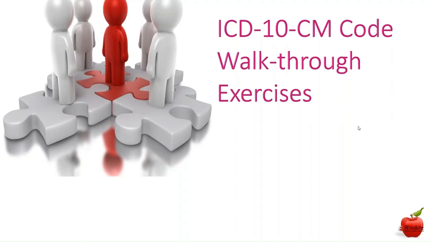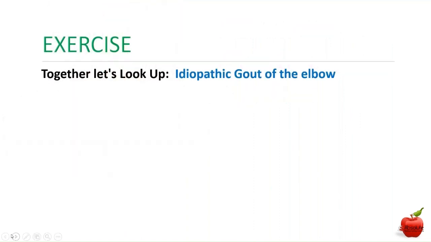And here we go, coders. Next, we are going to do some ICD-10 walkthrough exercises. So, let's get started. The exercise: let's look up the code for idiopathic gout of the left elbow.